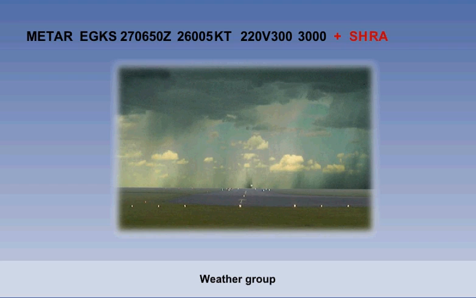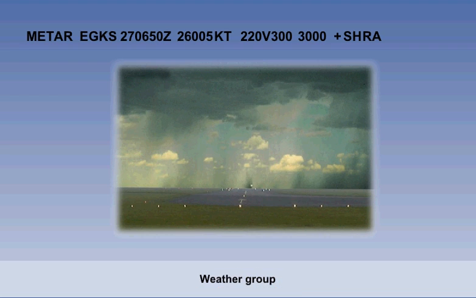The weather group can be split into three parts. The plus sign is the qualifier, and in this case indicates heavy. The SH is the description. In our example, SH stands for shower or showers. Finally, in the example we look at RA, which is the actual phenomena of rain. Putting this all together, we have a heavy shower of rain.